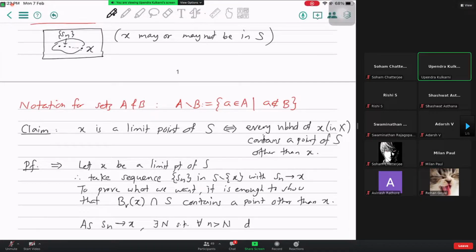Correct. So let's just write this down in terms of the distance, right? So d(X, Sn) is less than R, i.e., Sn belongs to Br(X). So any such point will work. Maybe I can even take less than or equal to.